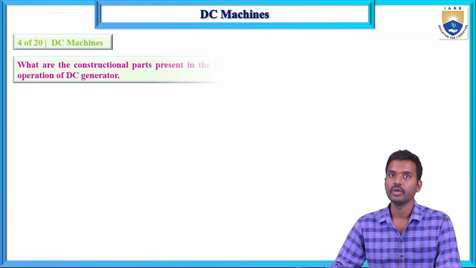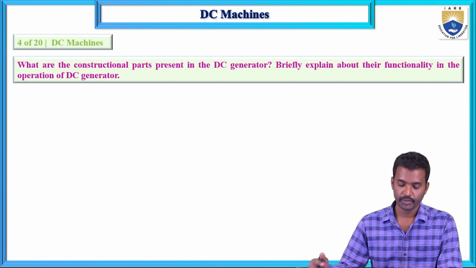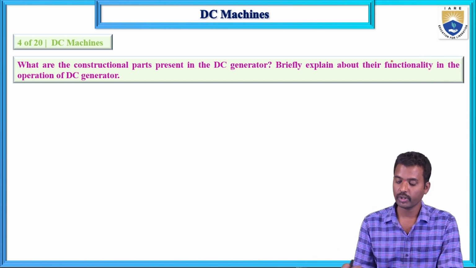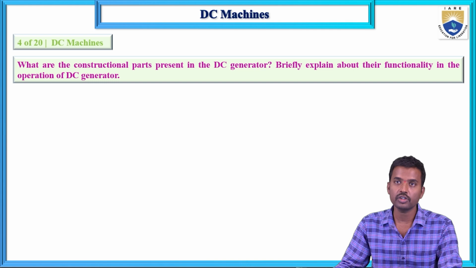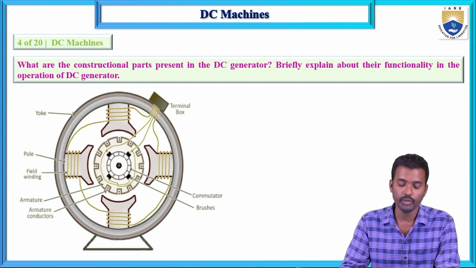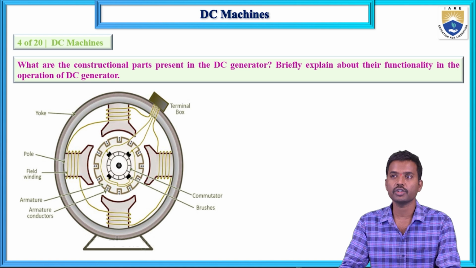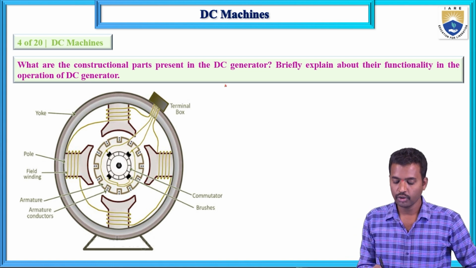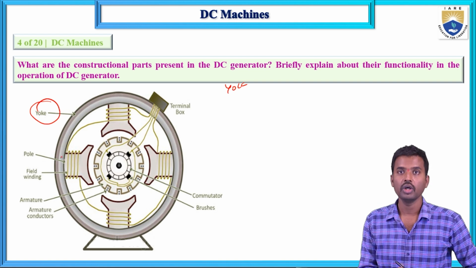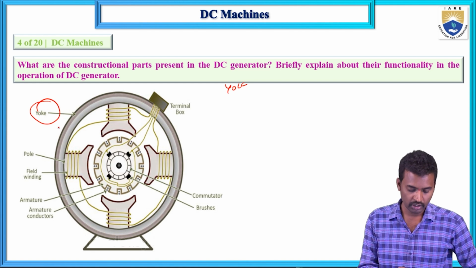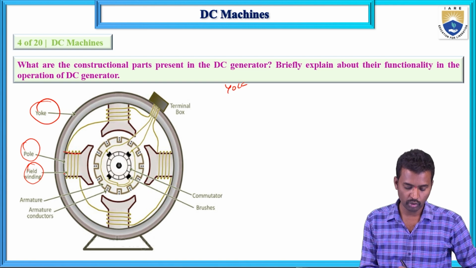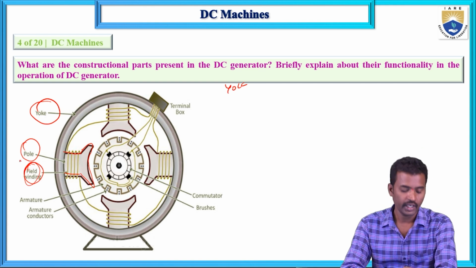Next, what are the constructional parts present in the DC generator, and briefly explain their functionality in the operation of a DC generator. This lecture I also explained, construction of DC machine. What are the main components? First, the yoke: the material used for the yoke, yoke functions, yoke definition. And next, poles and pole winding. This is the pole core, this is the pole shoe, and this is the field winding, the exciting winding.